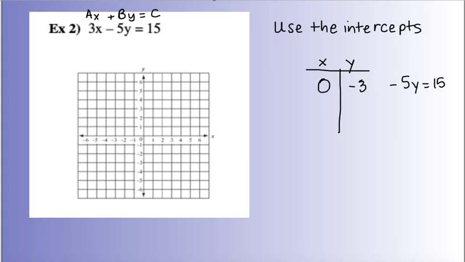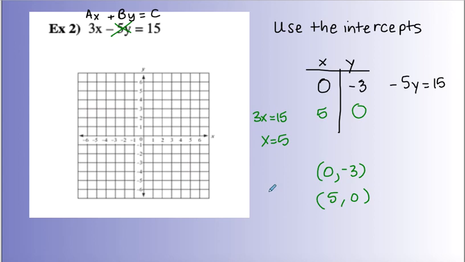I can do the same thing with the x-intercept. The y-coordinate of the x-intercept will always be 0. So if I substitute 0 in for y, that term goes away and I'm left with 3x equals 15, so x equals 5. Now I have my two points, (0, -3) and (5, 0). I plot the points, and with no rise, no run, there's no confusion with the slope. I just plot my line through those points.